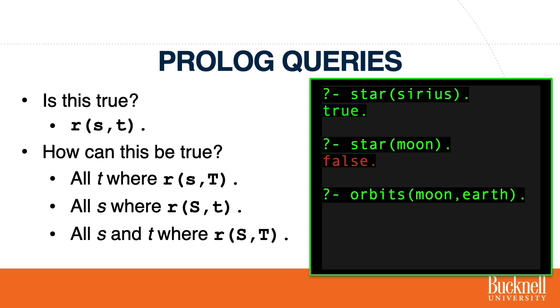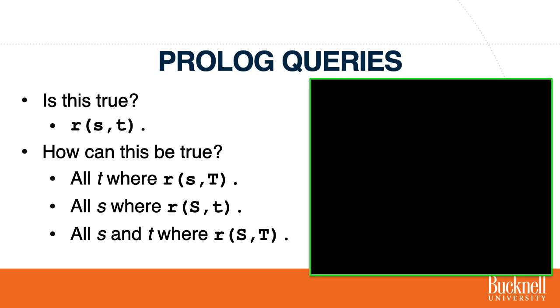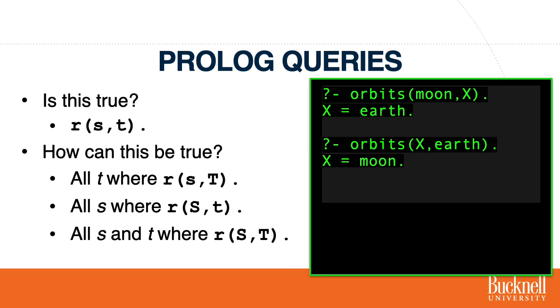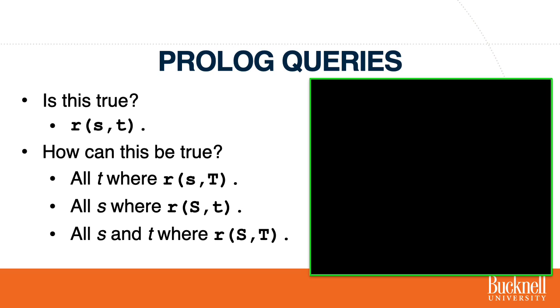Does the moon orbit the Earth? True. Does the Earth orbit the moon? False. Note that the order of the atoms in the relation matters. We can also have unknowns in our queries. If you provide an unknown, Prolog tries to fill the unknown essentially with a value that makes it true. So if we ask, what orbits the moon? We get Earth. If we ask, what orbits the Earth? We get the moon.